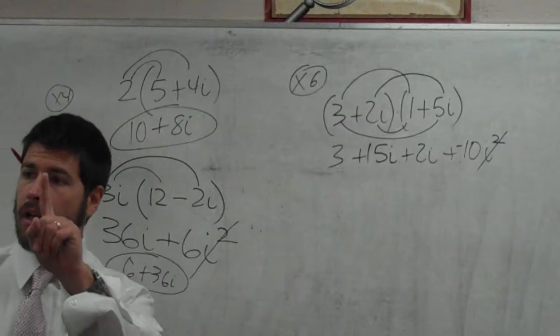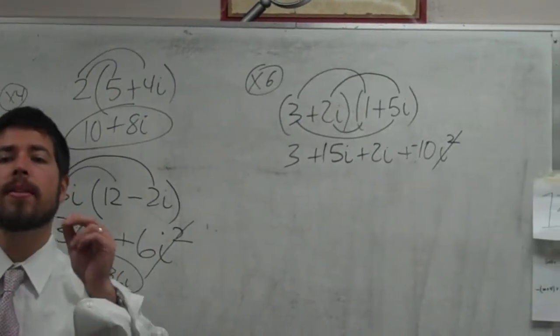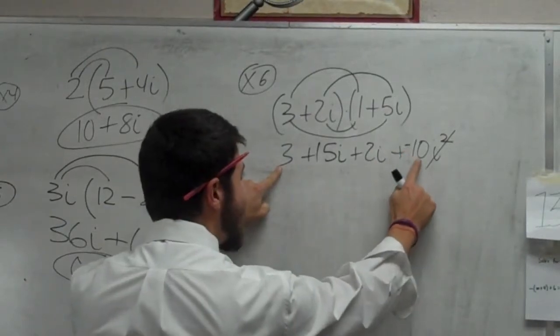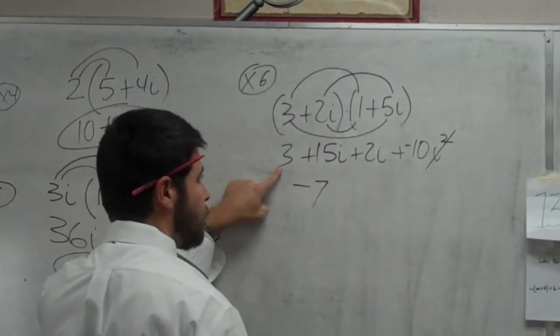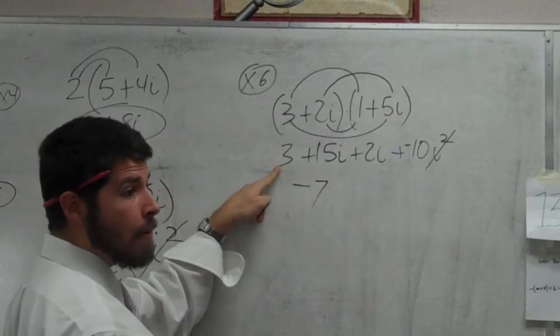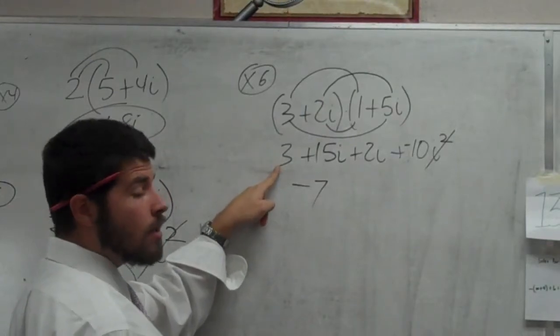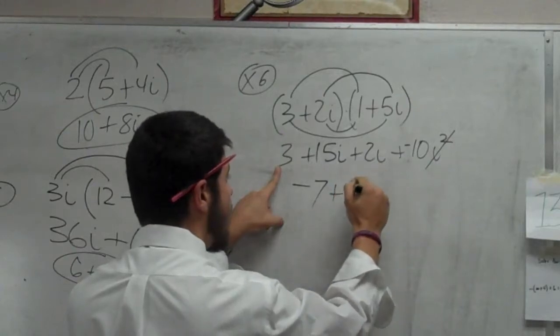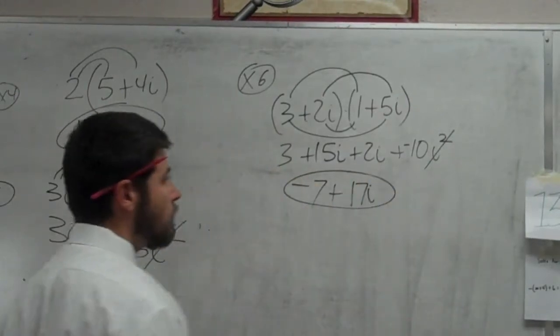Now, one last step to do. What is the real part? 3 minus 10 is a negative 7. What is my imaginary part? 17i. 17i is correct. 15i plus 2i is 17i. Okay?